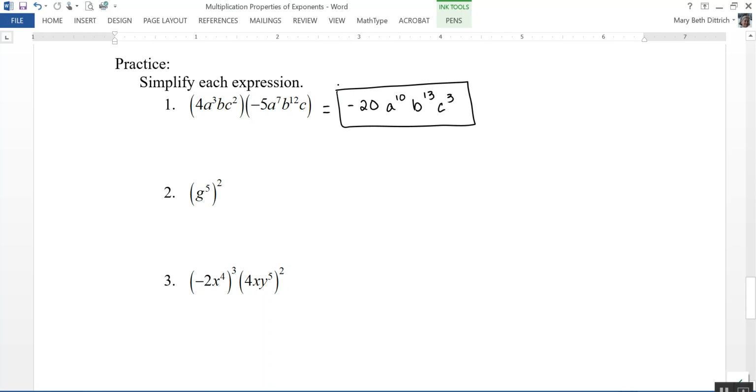Okay, let's try number 2. g to the fifth power squared. This is a power of a power, so I'm going to multiply my exponents. That gives me g to the 10th.